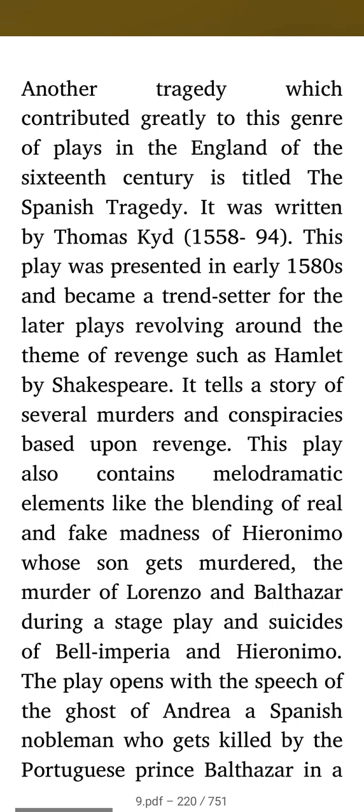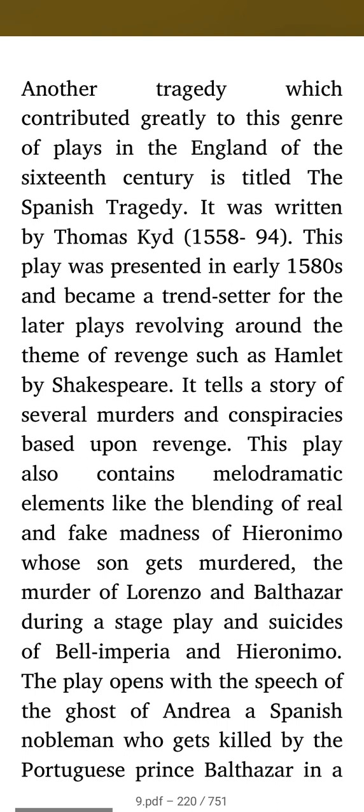This play also contained melodramatic elements like the blending of real and fake madness of Hieronymo, whose son gets murdered, the murder of Lorenzo and Balthazar during a stage play, and the suicides of Bel-imperia and Hieronymo.